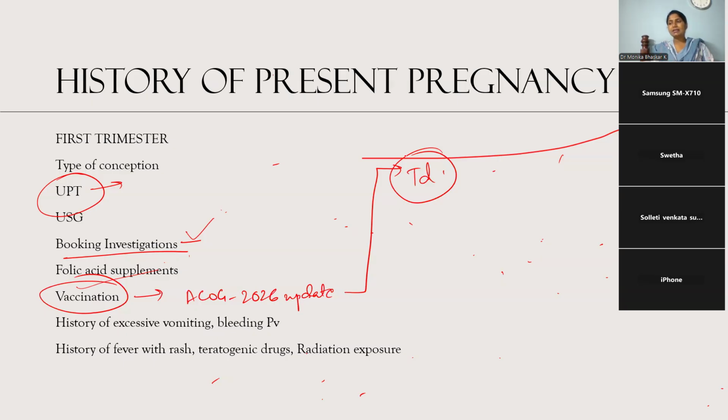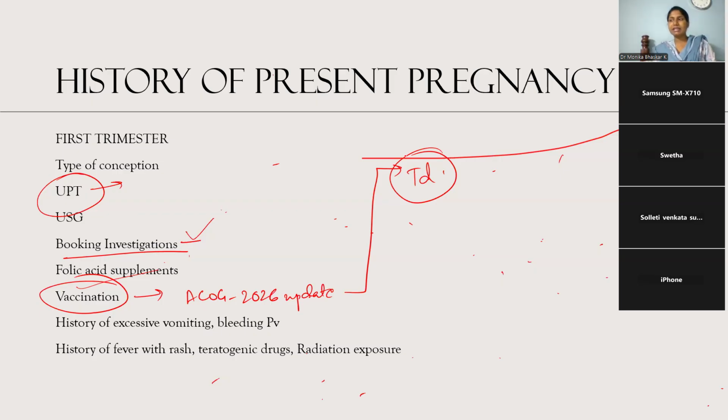When is the first dose recommended? As early as the first visit. Why do we want the mother to take it during the first visit? Because she might not come back for an antenatal checkup. So you do not want to miss her immunization. It is preferably given during the first trimester. It can be given as late as 16 weeks also.